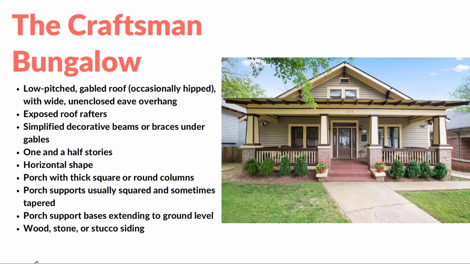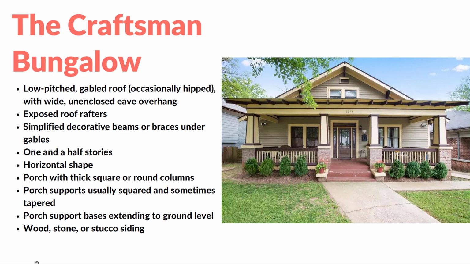Typically, a bungalow is going to have a low-pitched gable roof, occasionally hipped, meaning it angles in on all sides. They usually have a wide open overhang. You can see exposed roof rafters underneath the roofs. They're pretty simple in terms of decoration, but they'd still have some. Again, often 1.5 stories, but sometimes 2. They tend to be horizontal in shape.